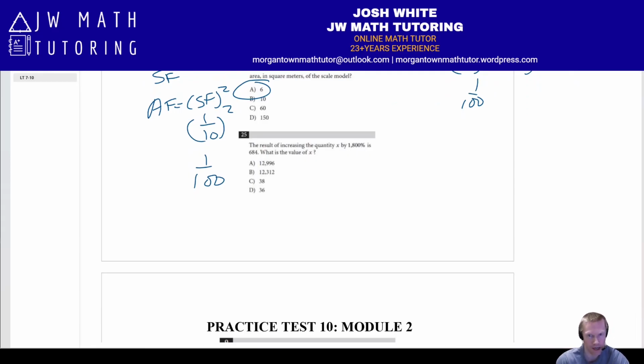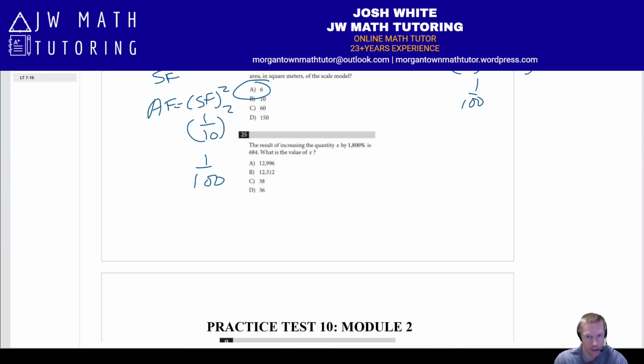We're increasing a quantity X by 1800%, and the result is 684. What is the value of X? So first I'll show you what I would say is the traditional way, then I'll show you how you could back solve it, and then we'll look at possibly a Desmos solution.